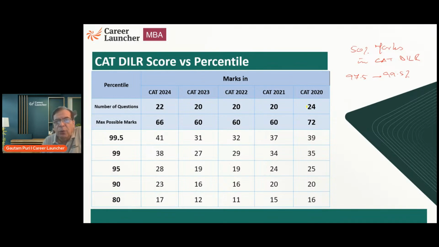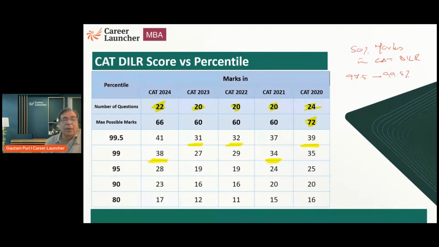CAT 2020 had 24 questions, 72 marks. 50% would be 36 marks, and you would be above 99 percentile. CAT 21, 22, and 23 all had 20 questions, worth 60 marks, 3 marks per question. 50% would be 30 marks. At 30 marks in CAT 21, you would be around 97.5 percentile. In CAT 22, you would be above 99. In CAT 23, you would be close to 99.5 percentile. In CAT 24, the latest paper conducted last year, there were 22 questions worth 66 marks. 50% is 33, and you would have been at about 97.5.